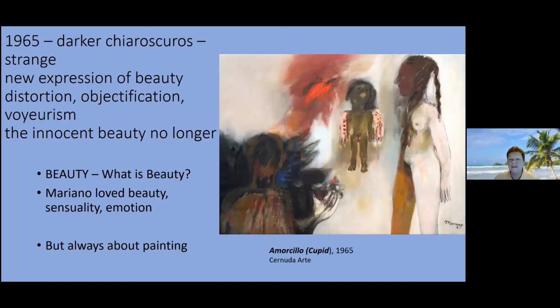So these darker chiaroscuros, the spirituality that appear in the 60s, especially in 1965, are a strange new expression of beauty for him. Yes, distortion, yes, objectification, maybe a little voyeurism, but as the women are no longer innocent, they are there proudly and they play a role, and he's always aware of it. It is at this time when we kind of ask, beauty, what is his idea of beauty? What is our idea of beauty?